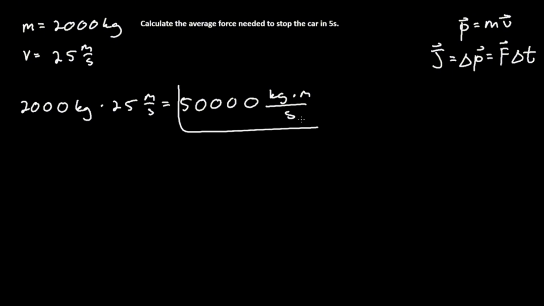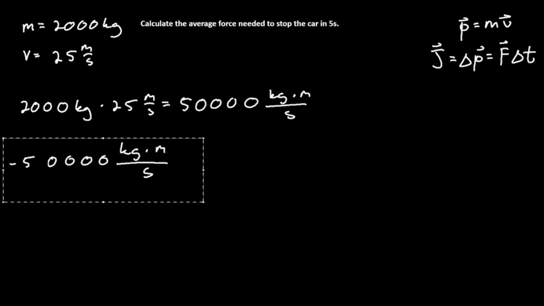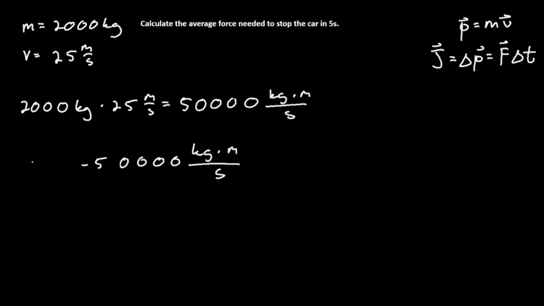So we have this momentum, and we want to calculate the force needed to stop the car in 5 seconds. Well, our impulse must be just -50,000, and the reason why is because since we want the car to stop, the final momentum should be 0, because if the velocity is 0, then the momentum is 0. So we want our impulse to be -50,000 in order to change the momentum of our car to 0. So this should be our impulse. Let's not write the vector on top.